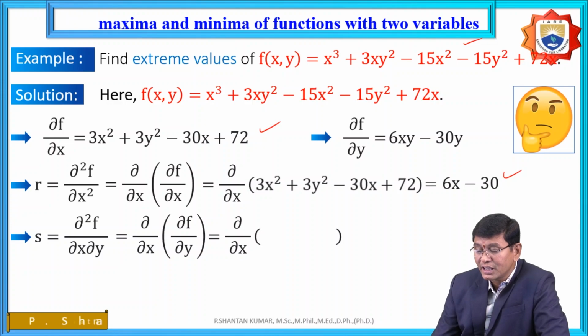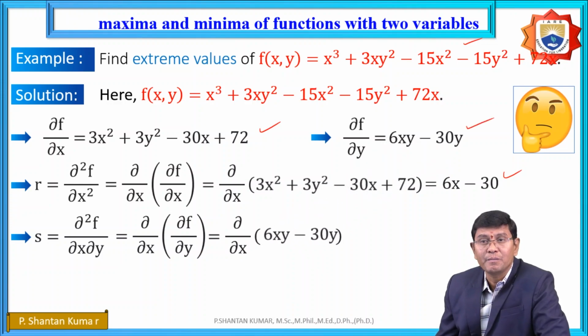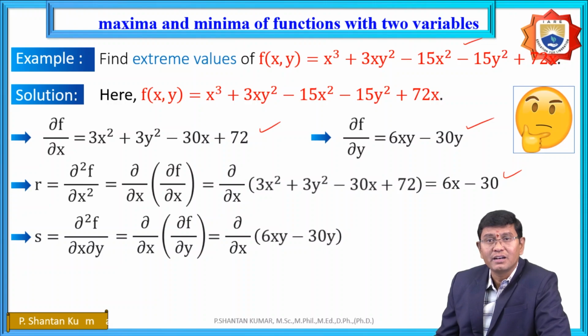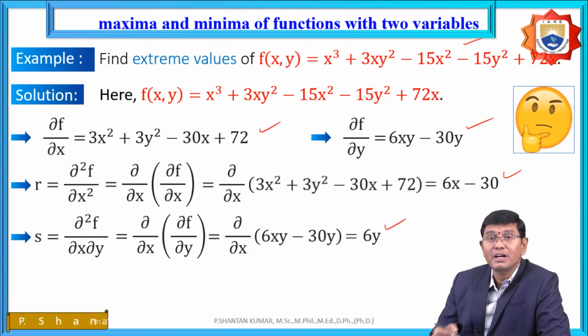The ∂z/∂y, as we know, is 6xy minus 30y. Further, applying ∂/∂x to this, we get 6y, which is ∂²z/∂x∂y. And further, we need to find the last one, the t value.